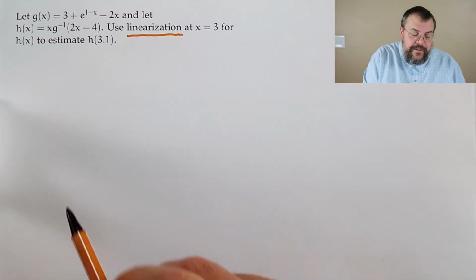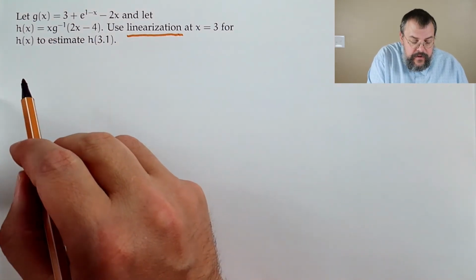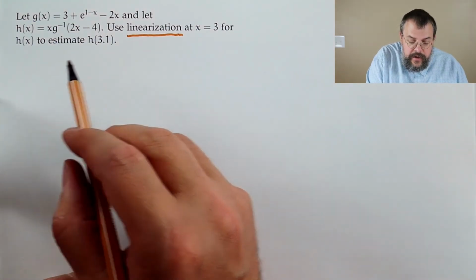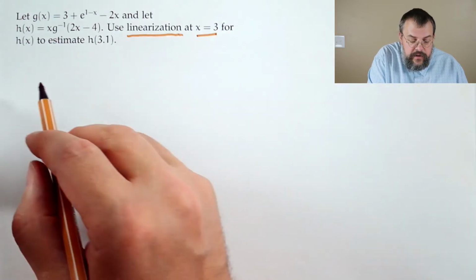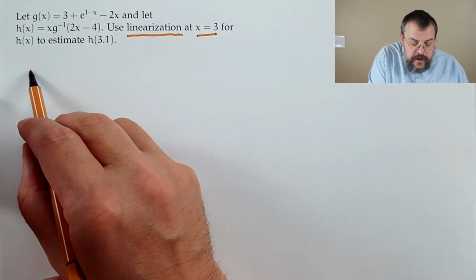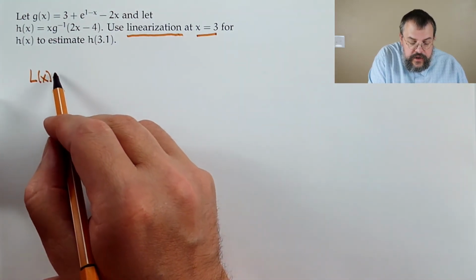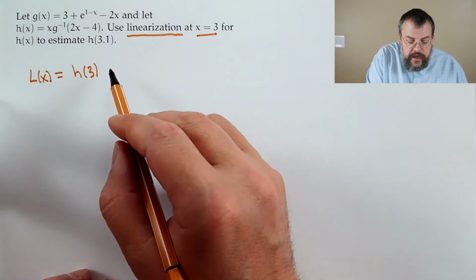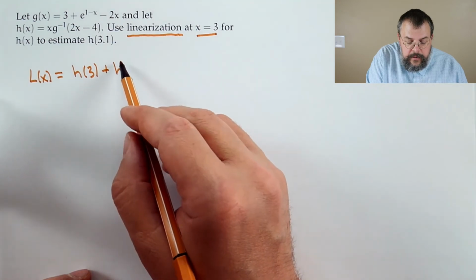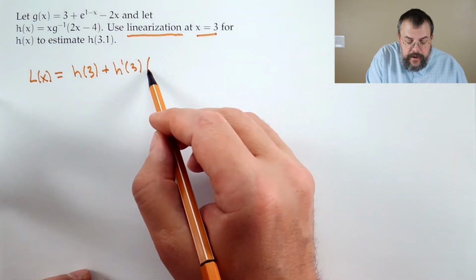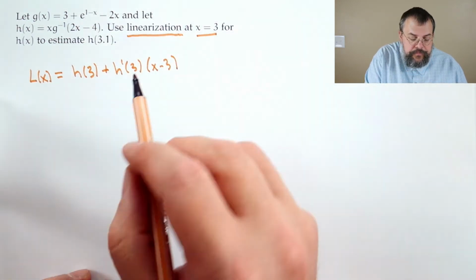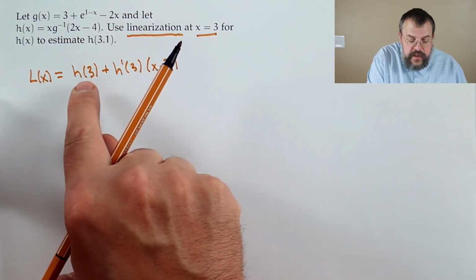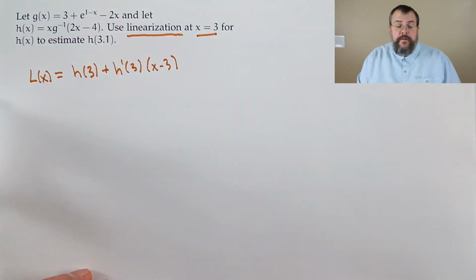All right, we need to do a couple of things. In particular, we need to do our linearization at 3. So our linearization, I'll call it L of x, would be h at 3, where we're taking our tangent line at, plus h prime of 3 times x minus 3. So we need to get these numbers, h of 3 and h prime of 3.